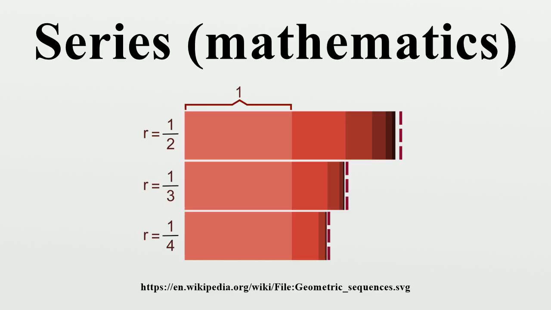criterion described below in convergence tests. As a function of r, the sum of this series is Riemann's zeta function. A telescoping series converges if the sequence Bn converges to a limit L as n goes to infinity. The value of the series is then B1 minus L.